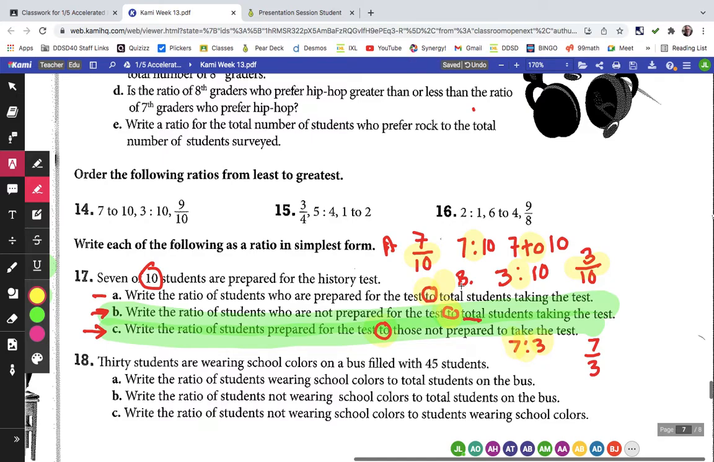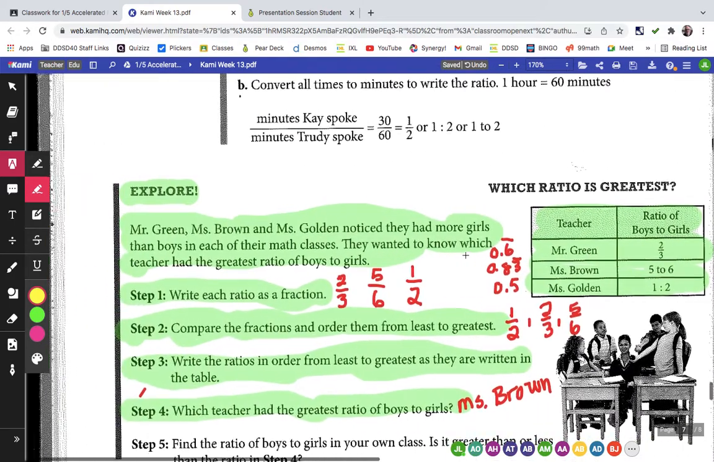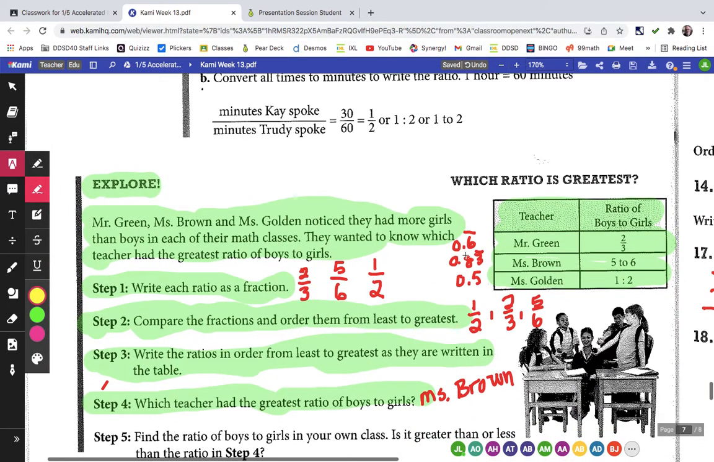So that's what we talked about today, is how to take the idea of comparing two numbers, the ratio, and putting it in either a fraction or using a colon or using the word to. And then we did the explore. This was about changing fractions to decimals so that we can compare and put them in order from smallest to largest. This is actually written from smallest to largest right here. So it turns out Ms. Brown had the highest ratio of boys to girls in class.